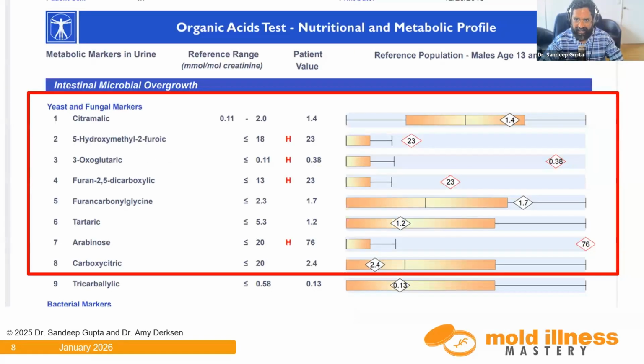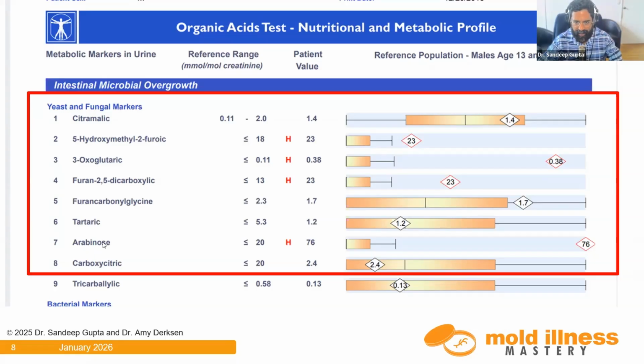So you guys would have seen that this is actually the old version of the Mosaic OAT, I believe, but the markers are very similar. As you probably know, the first 9 markers are considered to be the yeast and fungal markers. You can see here, number 2, 3, 4, and 7 are highly abnormal. That's definitely pointing to something in the fungal realm here.